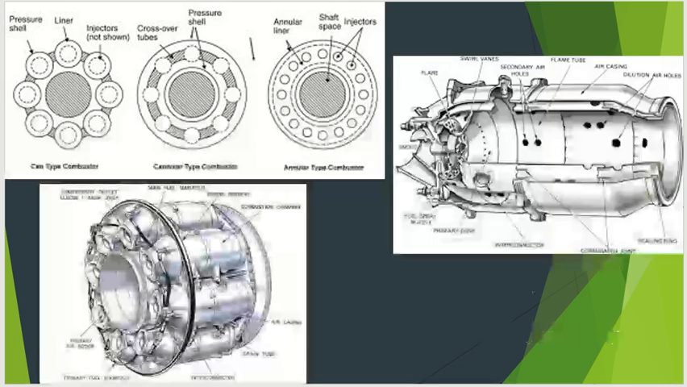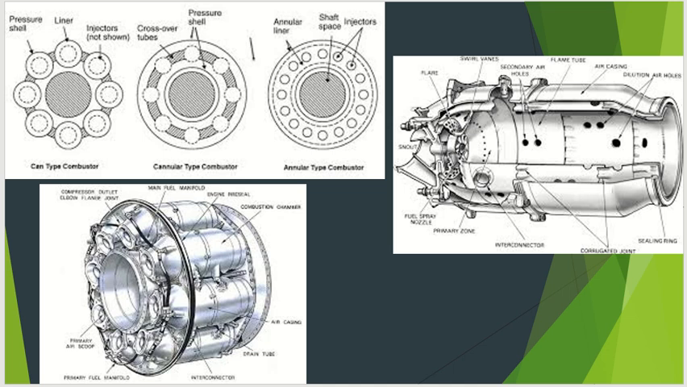Here are some diagrams to better help you see the jet engine combustion chambers. In the top left image, the first one is the can type. The middle one is the cannular type, which is a hybrid of the can and the annular, and the last one is the annular type. The rightmost image is a cross-sectional diagram of the annular type combustor, and the bottom left image is a more realistic schematic of the can type combustor.